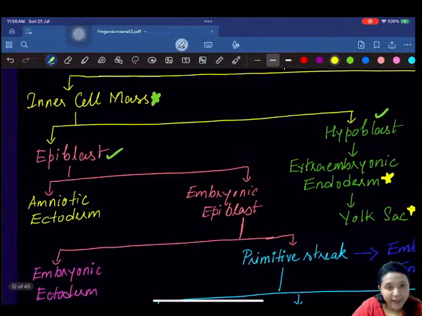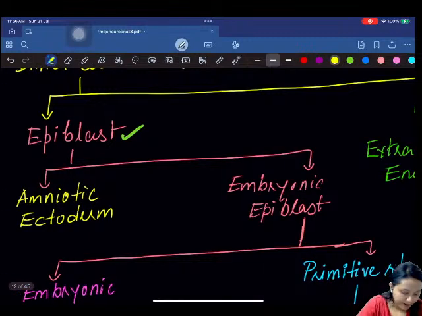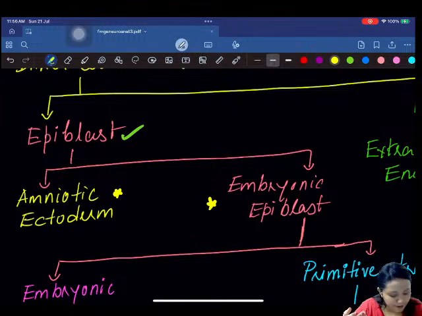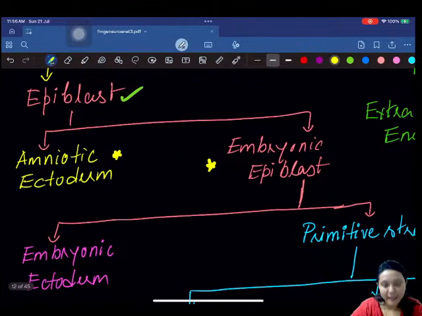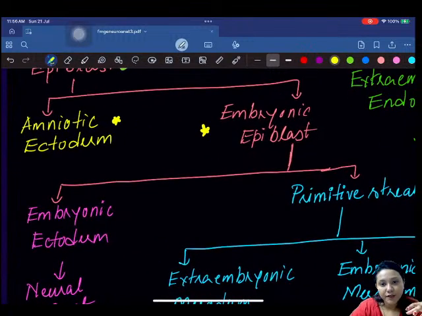Now from the epiblast again you have two types. One is the amniotic ectoderm, the ectoderm towards the amniotic cavity, and one is the embryonic epiblast. This embryonic epiblast is also known as the embryoblast. Now this embryonic epiblast is giving rise to all three layers, that is the ectoderm, endoderm, and mesoderm.